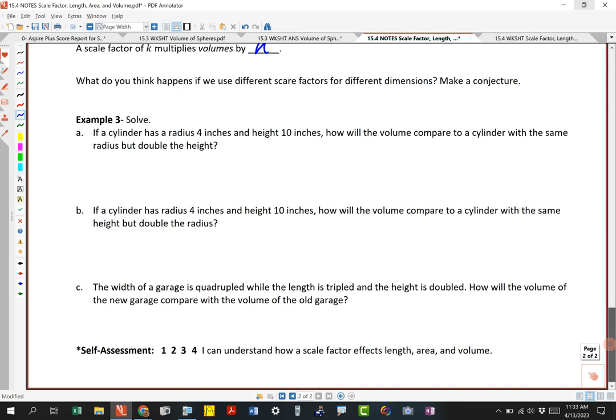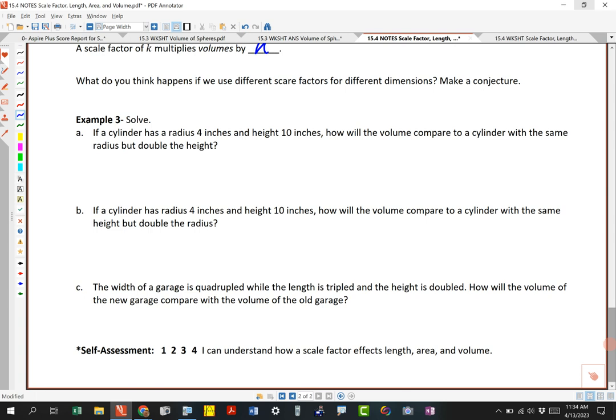Okay, so take a look at the bottom of the page. It says, what do you think happens if we use different scales? Oh, we got that one. Okay, so it says solve. If a cylinder has a radius of 4 inches and a height of 10 inches, how will the volume compare to a cylinder of the same radius but double the height? Same radius, double the height.